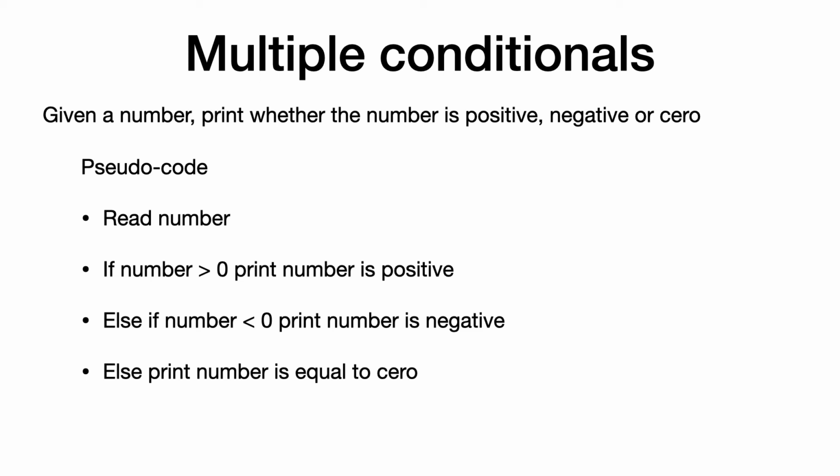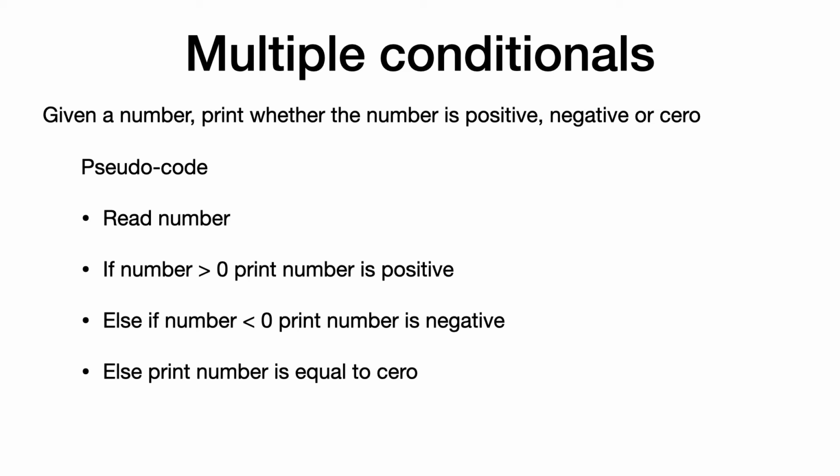So the pseudocode will be: read the number. If the number is greater than 0, then we print the number is positive. Else, if the number is less than 0, then we print the number is negative. Else, print number is equal to 0. As you see in this case, we have two ifs. That's why the name multiple conditionals comes from.